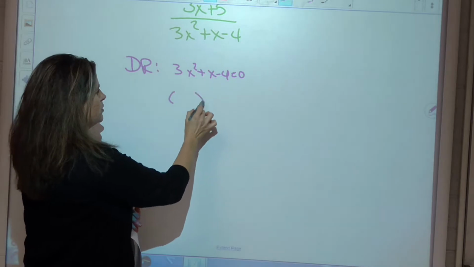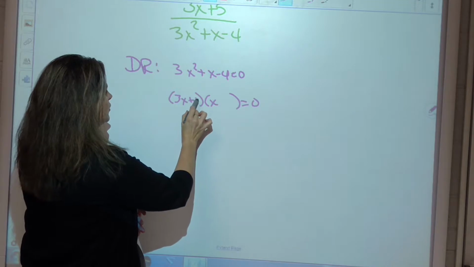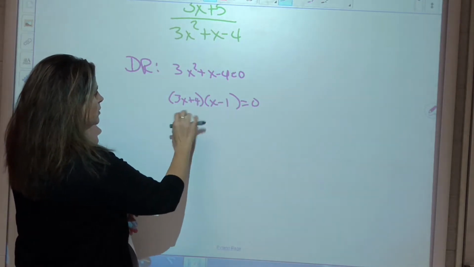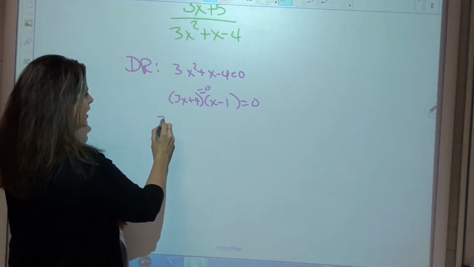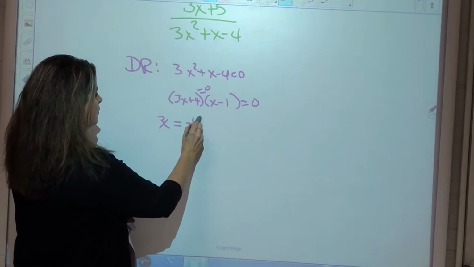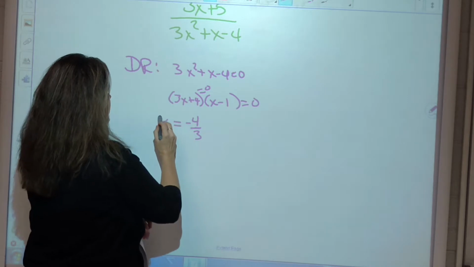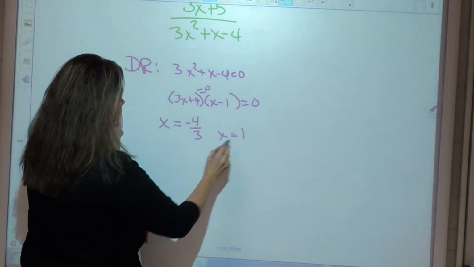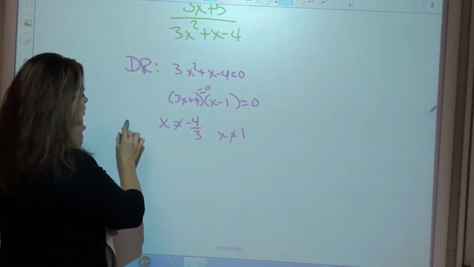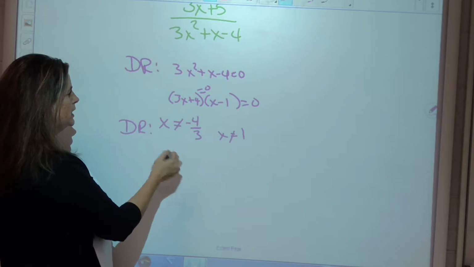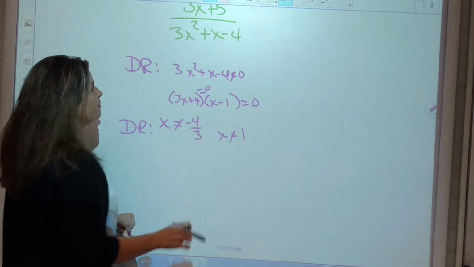So first thing you would want to try is factoring. This one will factor. Plus 4, minus 1. So since I want to know where it equals 0, I set each piece equal to 0. And I will get x would equal negative 4 thirds. And x would equal 1. Technically, these are restrictions. So this, you're telling what x can't equal. So its domain restrictions would be x can't equal negative 4 thirds and x can't equal 1.